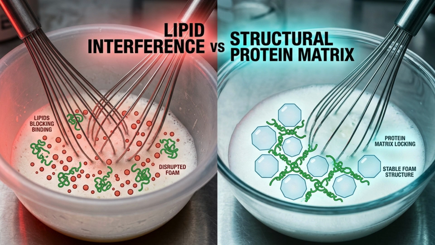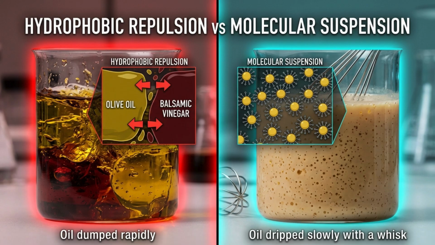Lipid interference, protein matrix failure. Attempting to whip egg whites in a plastic bowl fails. Plastic is lipophilic. It permanently traps microscopic fat molecules. Even a single droplet of lipid mathematically prevents the egg proteins from mechanically uncoiling and forming a rigid, trapped air structural matrix.